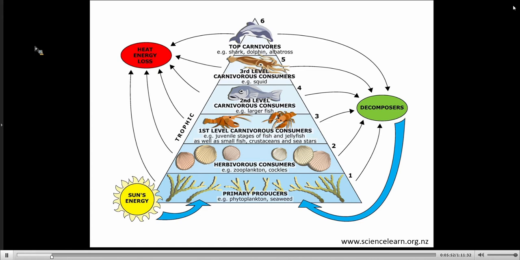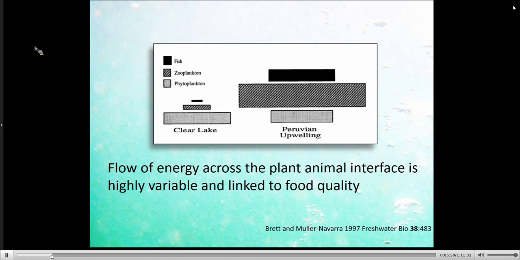Here's an example of what I'm talking about. This is one of the papers that really blew me away when I was first starting to think about all this, by Brett and Mueller-Navarra. For these two boxes here, the Clear Lake and the Peruvian upwelling system, what this is showing is the relative biomass in these systems by the producers, the phytoplankton. There's a similar concentration of phytoplankton in both systems. But for this lake versus the Peruvian upwelling, there's quite a lot of difference in the secondary and tertiary production that occurs there. The reason is that there's a difference in the food quality at the base of the food web. In this particular case, the paper is about how there's more nutritional phytoplankton in the Peruvian upwelling system relative to the others.